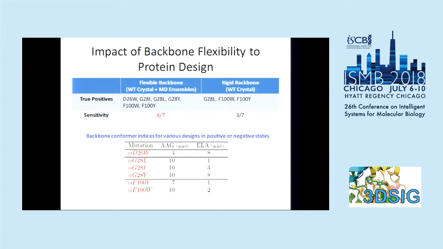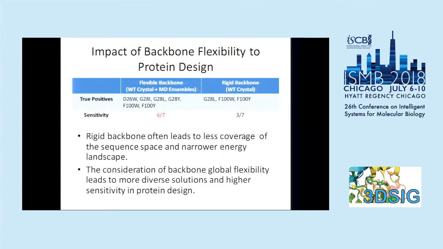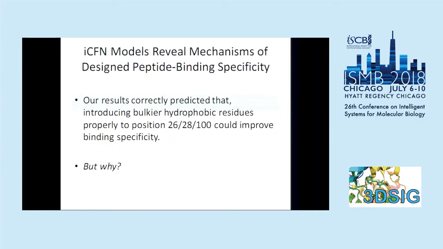Actually, these backbone conformations are utilized by different positive or negative states and by different sequences. So backbone conformers will provide much more diverse solutions and higher coverage in protein design. And then also it reveals the mechanism. So we correctly predicted that introducing bulkier hydrophobic residues in these positions would improve binding specificity.